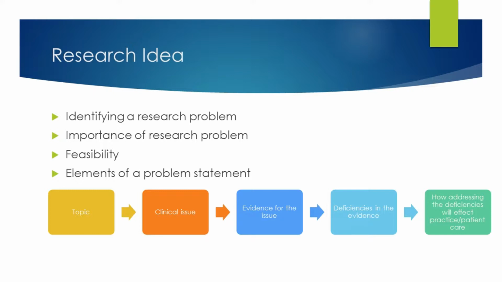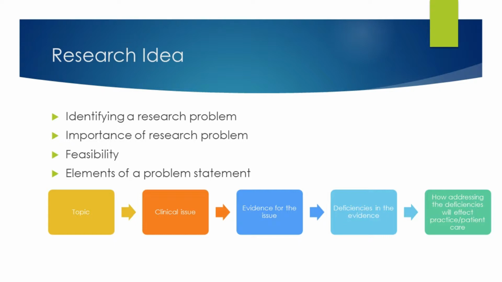The other thing that we need to keep in mind when we are developing a research idea is to know the importance of the research problem, whether that clinical problem is really of importance or significance. What we have here at the bottom is a linear path starting from the research topic. For example, you are interested in pediatric research. That is the topic. Then you came across a clinical issue. That may be treatment of asthmatic pediatric patients, or pediatric patients who have asthma.